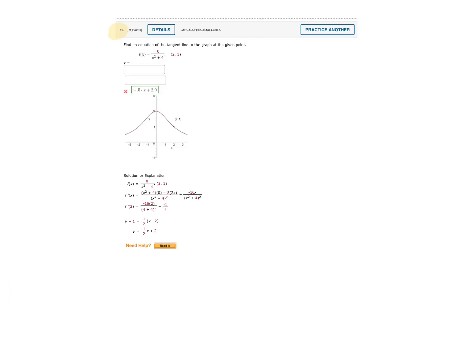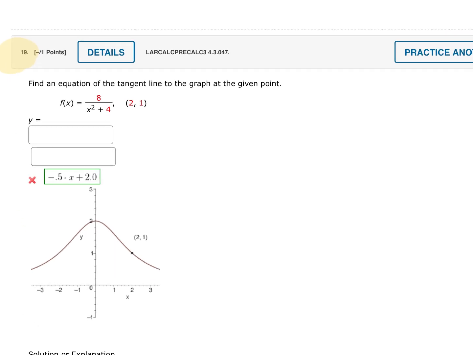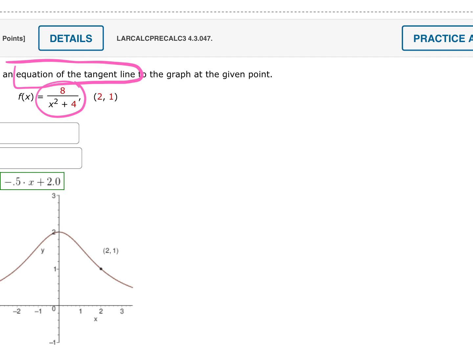All right, let's look at 19. Find an equation of the tangent line to the graph at the given point. So to find the equation of a tangent line, what do we have to do? This was like number 1 and 2 that we did from the review. Take the derivative. So we're finding the derivative of our function here. So since we're dividing, we have to use our quotient rule. So low D high minus high D low over low squared.